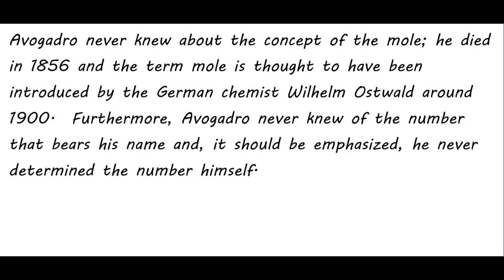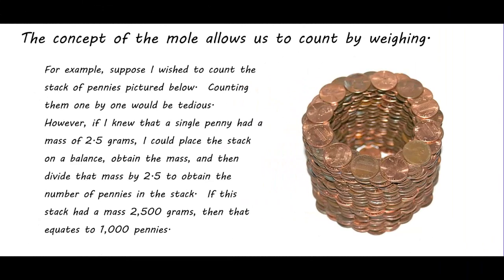And what I want you to be sure of is, even though 6.02 times 10 to the 23rd is known as Avogadro's number, he had nothing to do with the determination of the number. It's named that in his honor because ultimately Avogadro's principle played a role in its determination. One of the great things about the concept of the mole is that it allows us to count atoms and molecules by weighing.